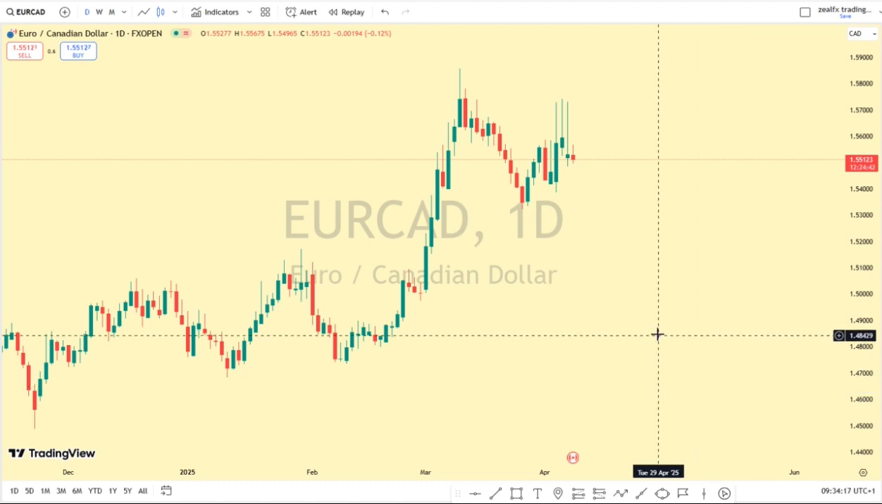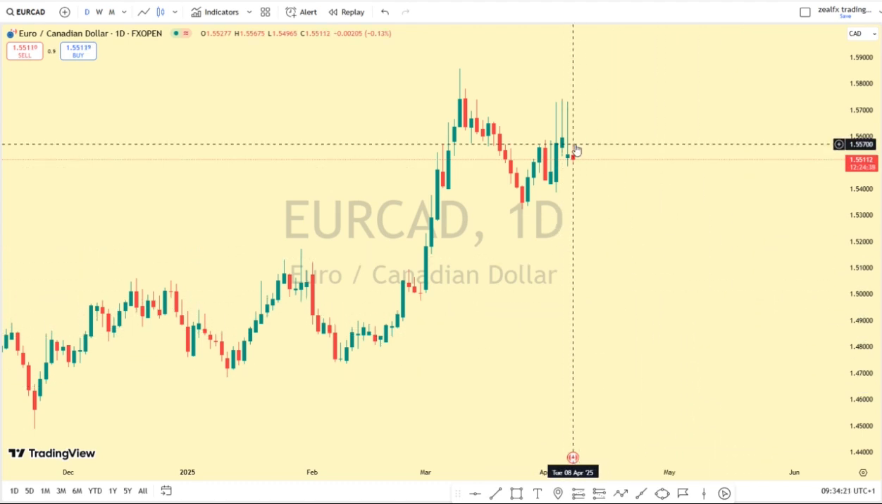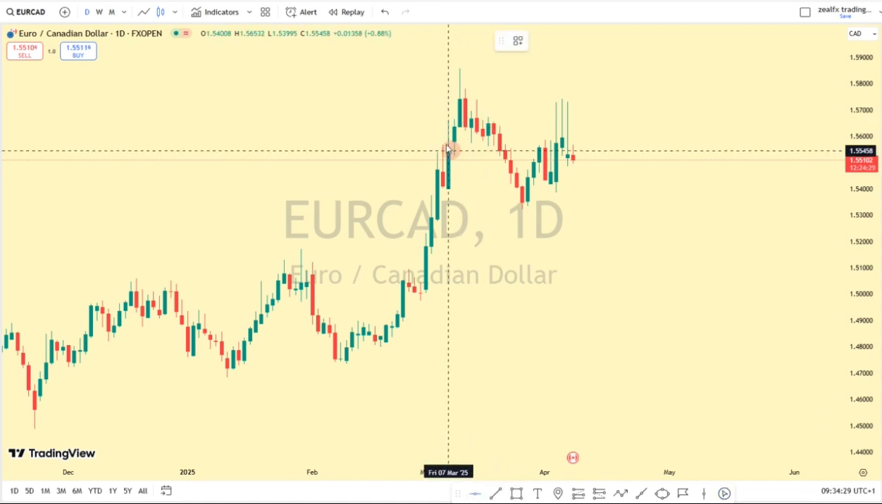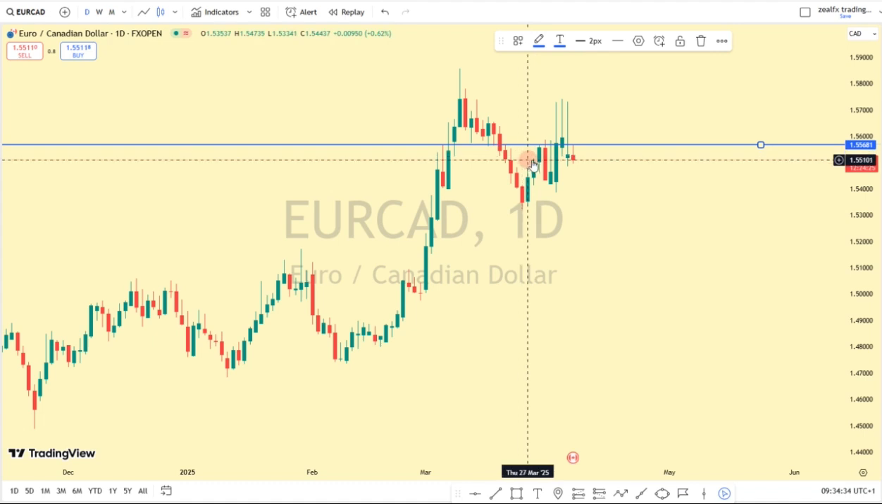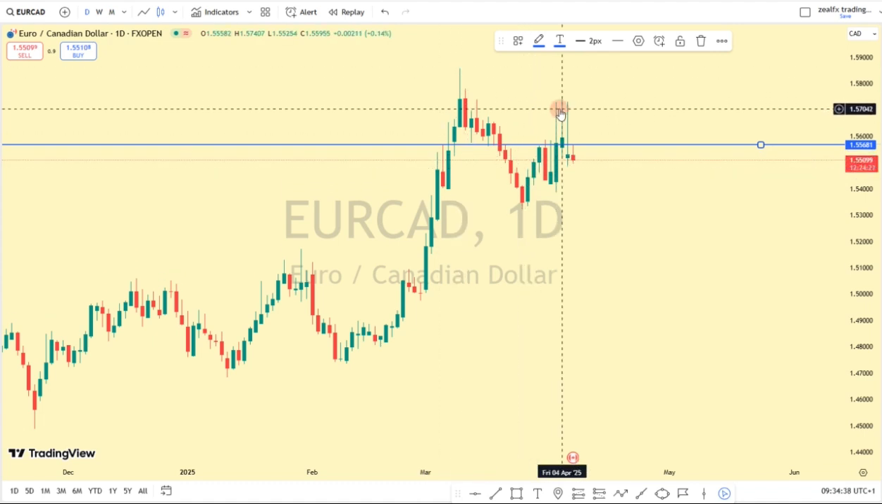EURCAD on the daily chart creates a false breakout. So long we have this false breakout on the EURCAD from this level this week, we expect price to drop this week. You can see that we have a higher high and we have a lower high.